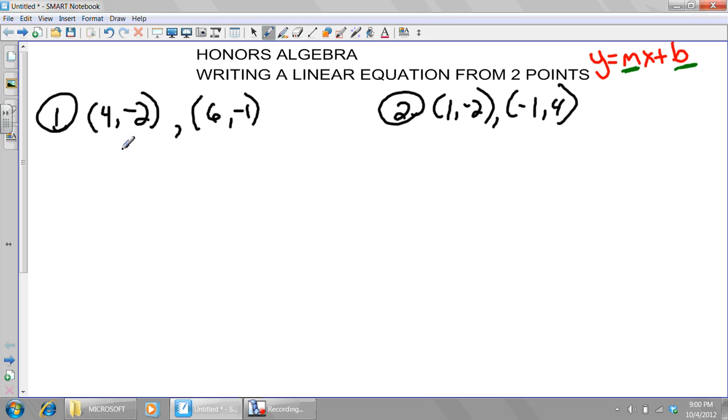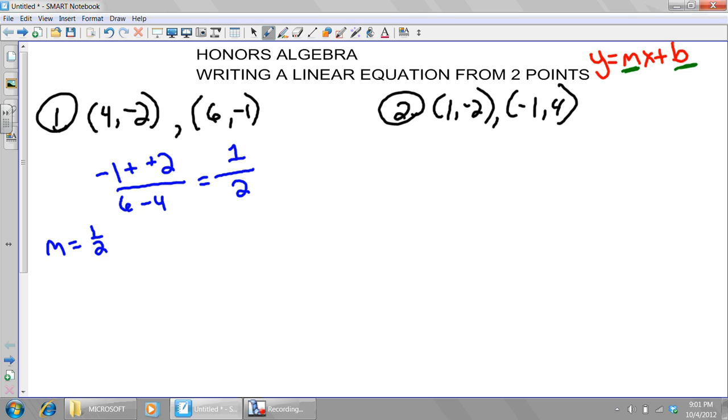Let's find the slope. Let's do the difference of the y's. So I'm going to choose to do y sub 2 minus y sub 1. So I'm going to go -1 minus -2, which is a positive. Sorry about that. And that'll be over 6 minus 4. So my fraction for my slope will be +1 over 2, which is 1/2. So I know m is 1/2, right?